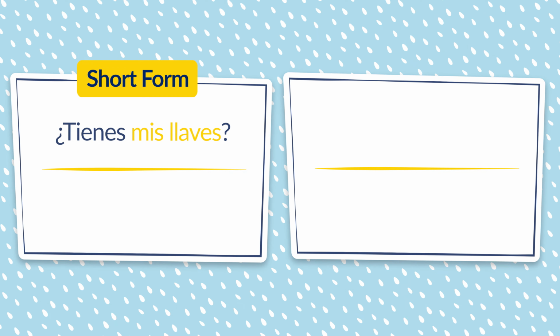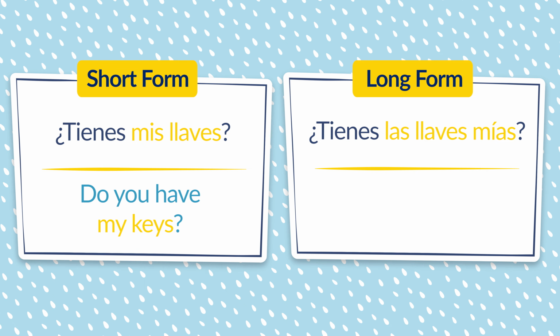While they are interchangeable, there is one context where long form is a much better choice: when we want to emphasize possession. Let's use keys as an example. If you are walking out the door and want to check your friend has your keys, you could use the short form, ¿Tienes mis llaves? Do you have my keys? But if there was a pile of keys and you wanted to see if yours are among them, you might say, ¿Tienes las llaves mías? Do you have my keys? Both forms are correct, but the emphasis is different for the context.